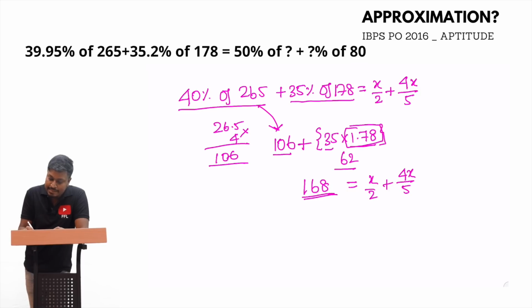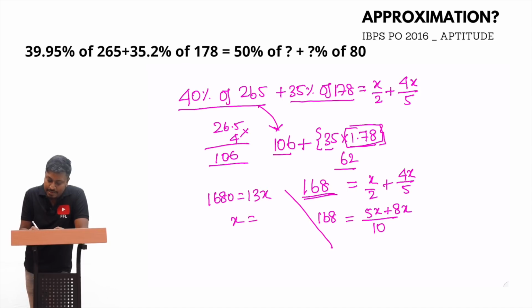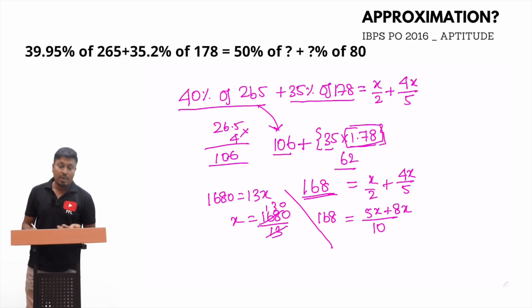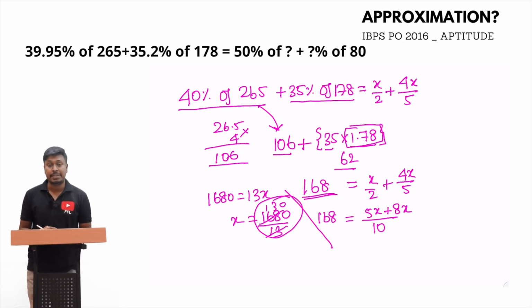So when you take LCM here, this will be 10. So 5x plus 8x is equal to 168 into 10. So now 1680 is equal to 13x. So x is equal to 1680 divided by 13. So this will be 13 times 130, so approximately 130. Look at the options. Option number C is 130. So we can say that the answer for this question is 130.